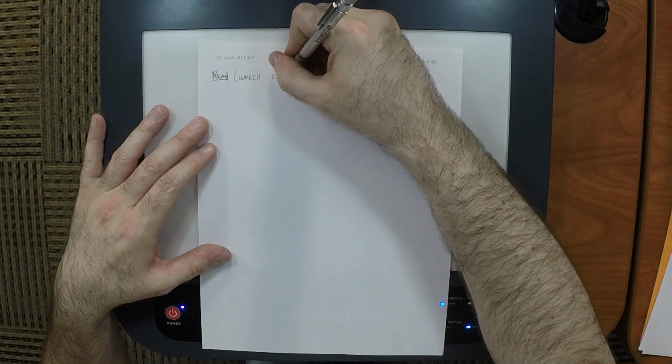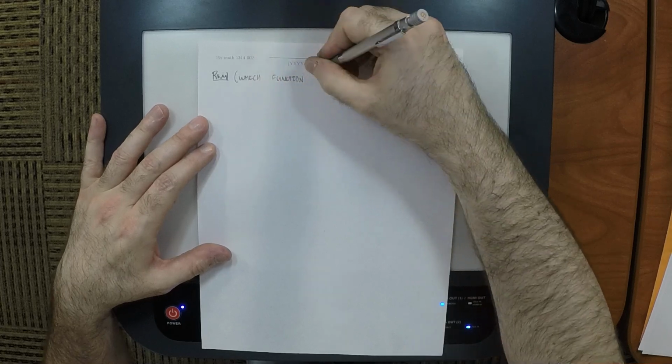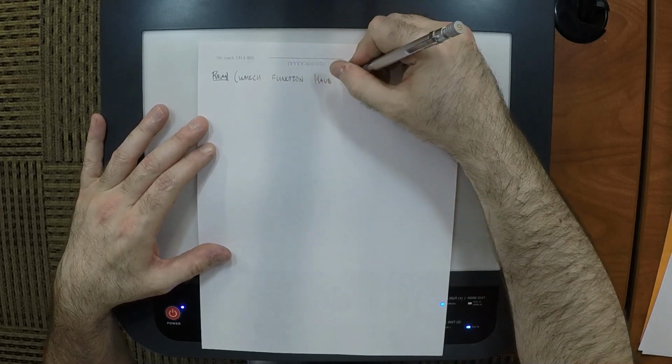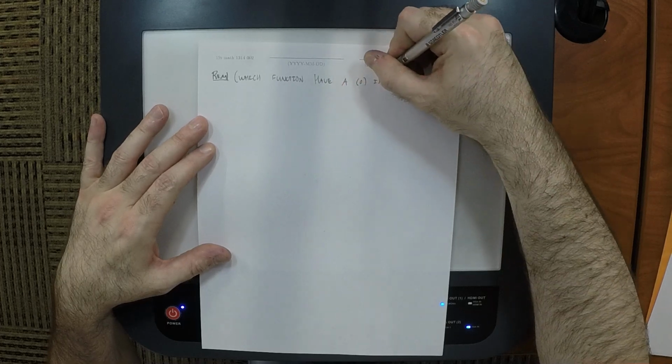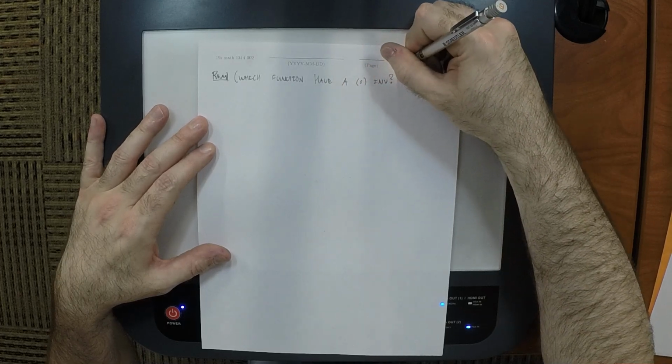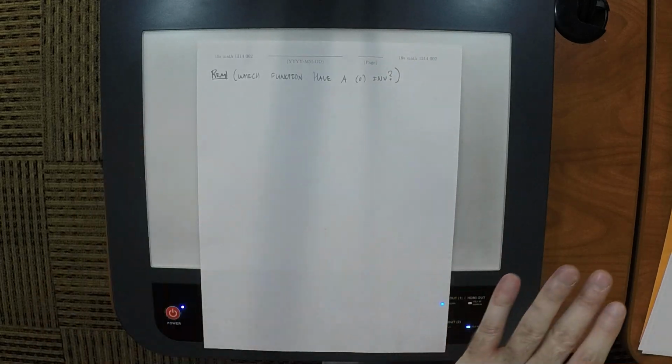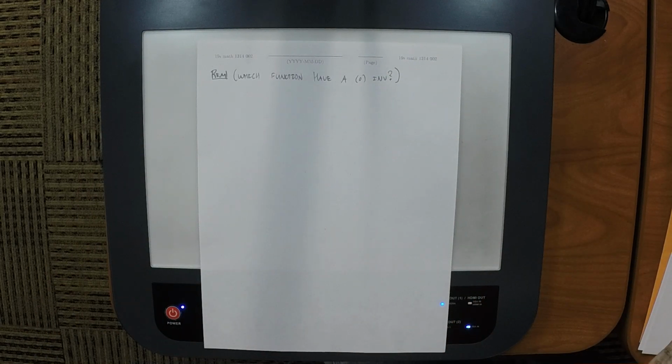So which functions have a composition inverse? All right. So here's the main idea.